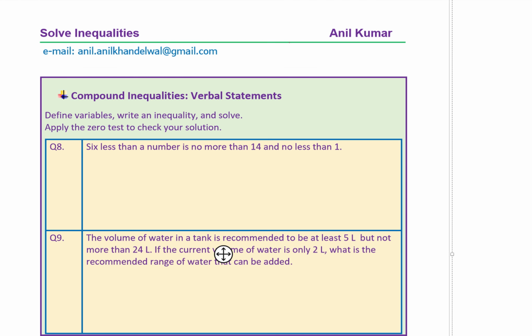Now these are similar but slightly more complicated. Question number 8. Take this as your practice test, right? Okay. So one of you, can you please read this? Question number 8. 6 less than a number is no more than 14 and no less than 1. So it's a compound thing, correct? So we're talking about a double inequality.